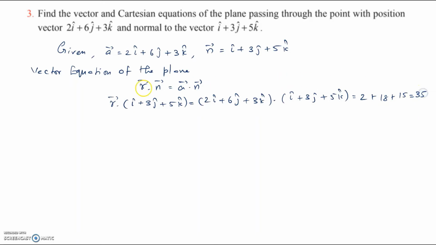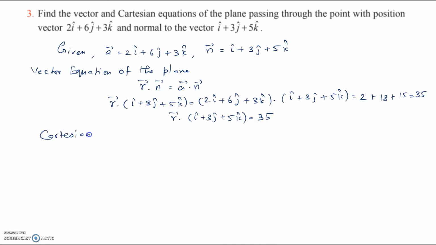35. So we can rewrite our vector form of the equation as r vector dot product with i cap plus 3 j cap plus 5 k cap is equal to 35. Next, to find the Cartesian equation.